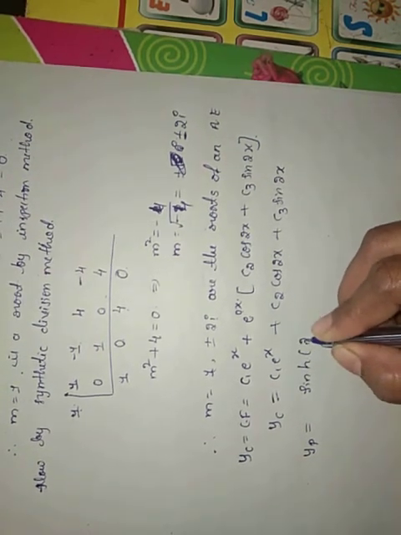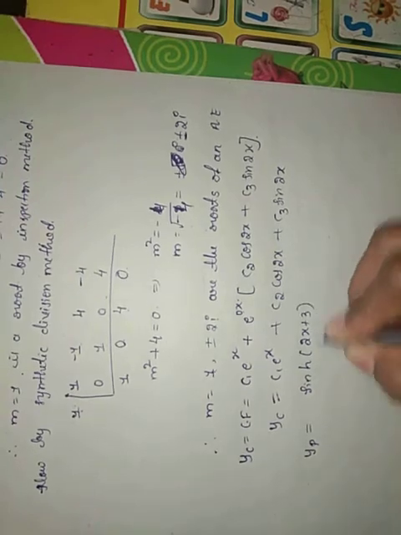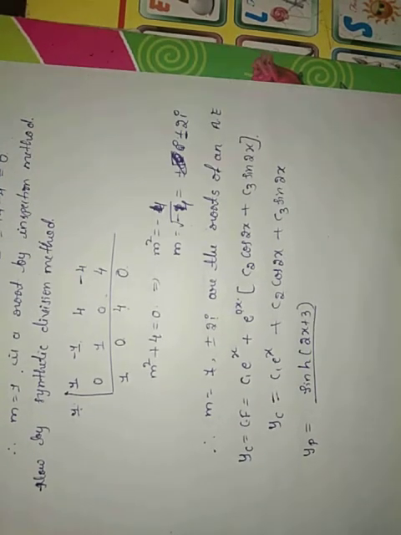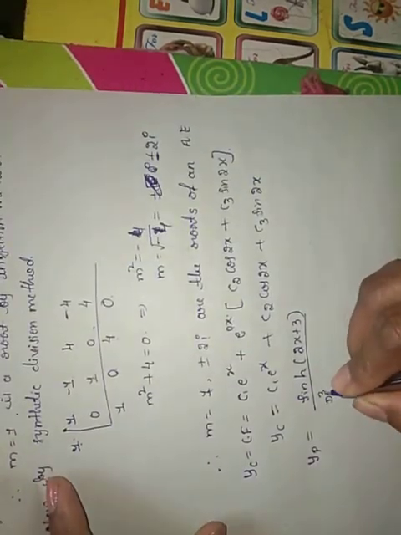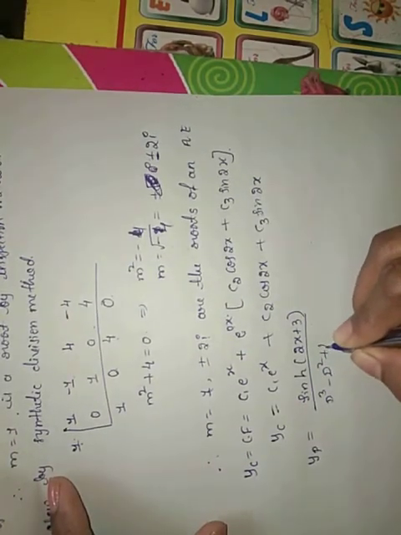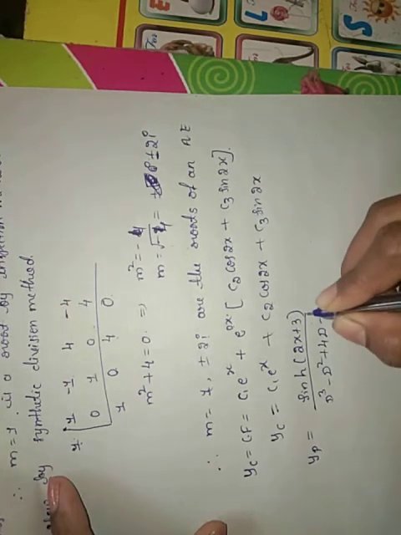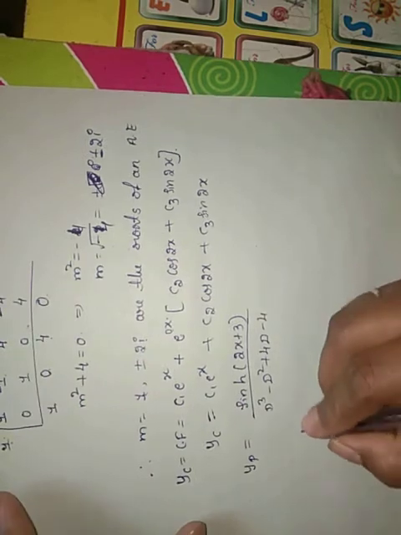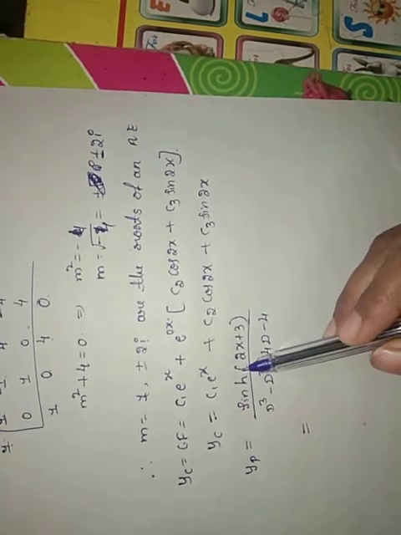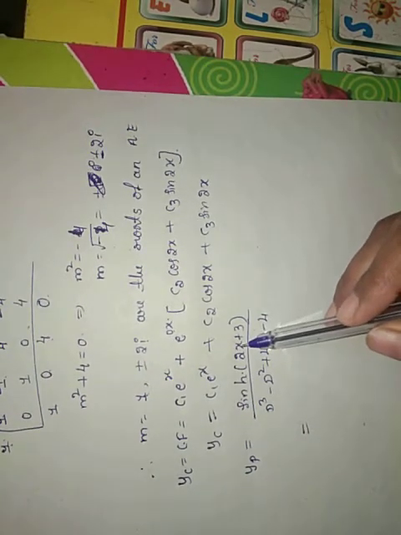sinh of 2x plus 3, that means X of x divided by f of D. So our f of D is here, D cube minus D square plus 4D minus 4. That is our f of D. Now we have to apply the formula of sinh ax.